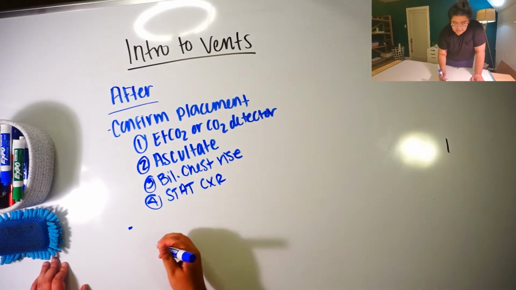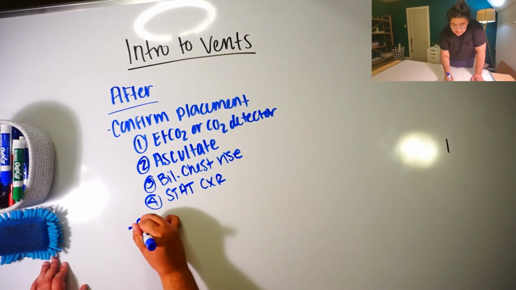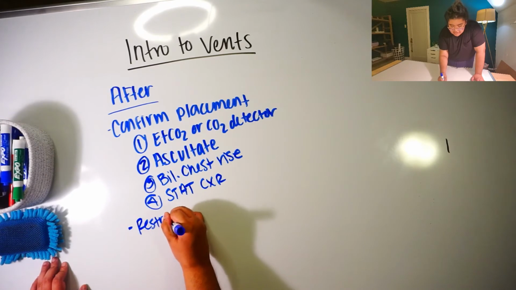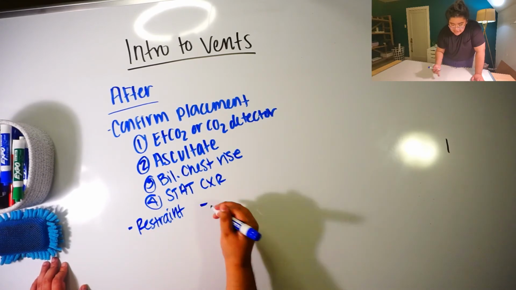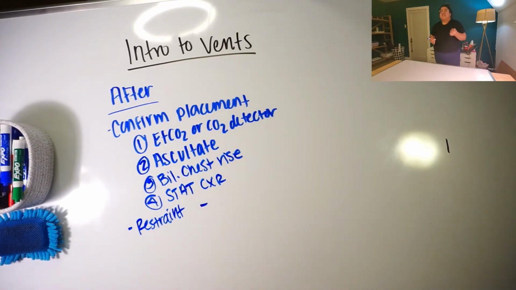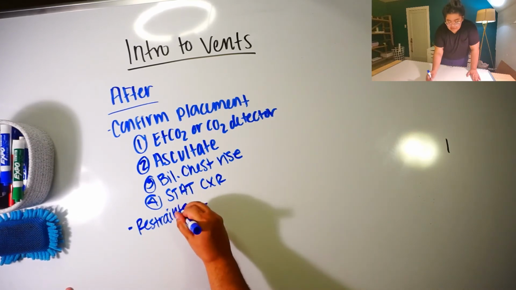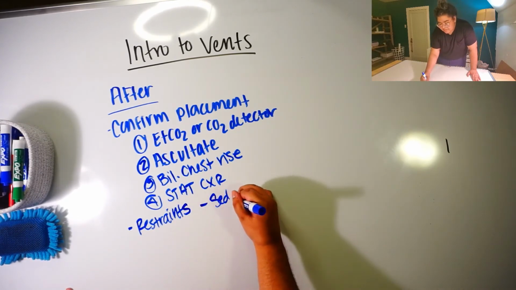We confirm placement. Other orders we're going to need are orders for restraints. We put that tube in. We don't want it coming out. Okay, my docs always tell me, if you let that tube come out, guess who's putting it back in? Not me. It's going to be you, aka me. So restraints.